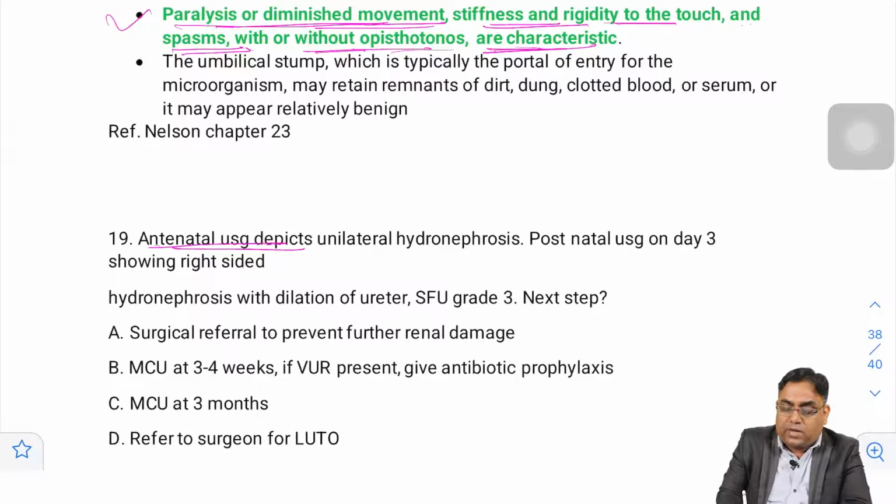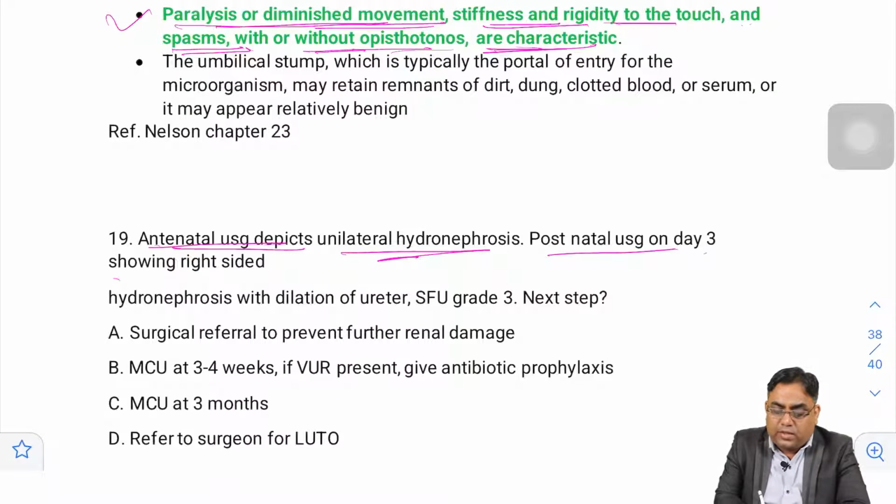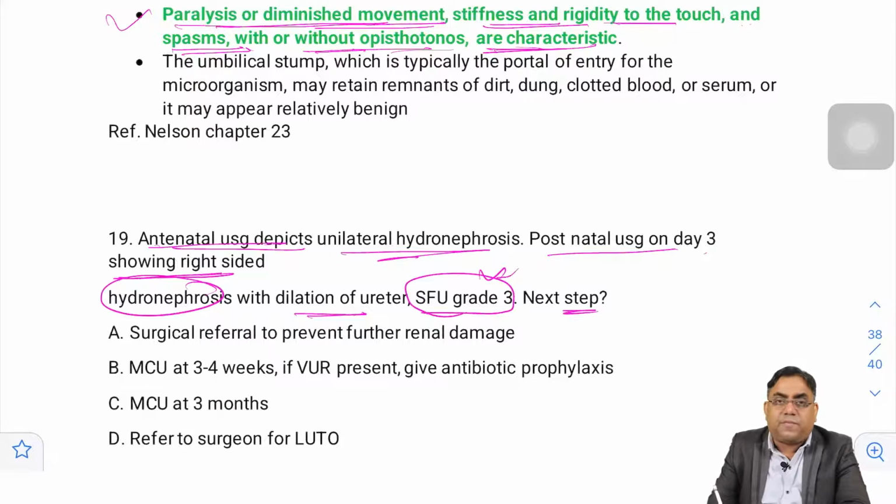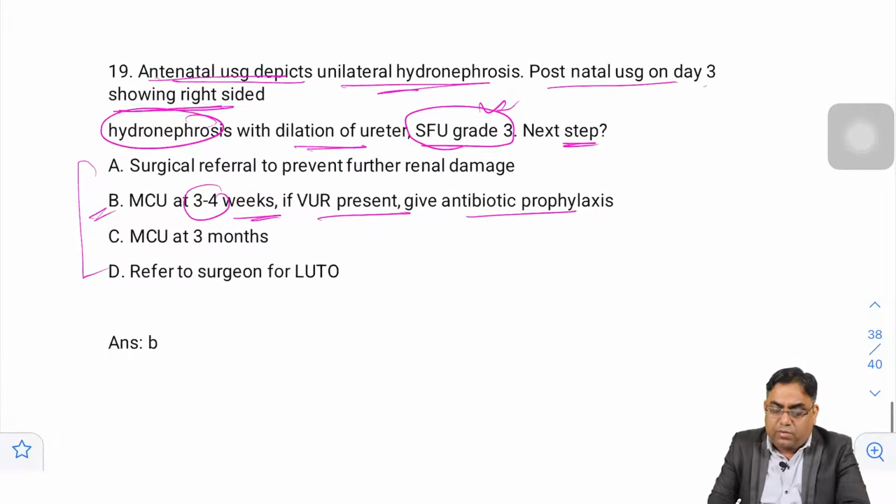Antenatal USG depicts unilateral hydronephrosis. Now, postnatal USG on day 3 shows right-sided hydronephrosis with dilation of ureter. The SFU grade is 3. What will be the next step? So, here according to the options, B will be the answer, because MCU at 3 to 4 weeks, if VUR is present, give antibiotic prophylaxis. So, the answer will be B.